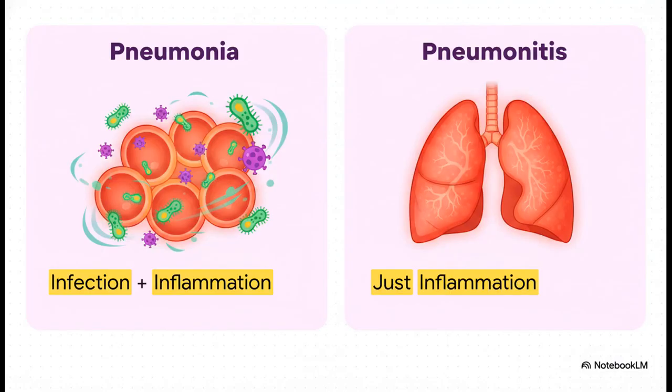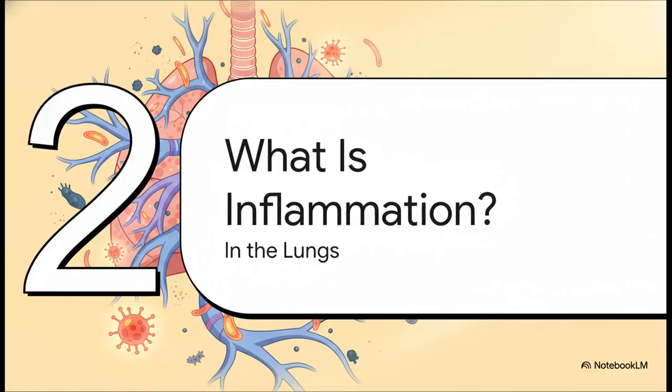Okay, here it is. This is the whole ball game right here. Think of pneumonitis as the big umbrella term. It just means inflammation in the lung. That's it. Now, pneumonia is just one specific type of pneumonitis. It's the kind where the inflammation is caused by an infection. So yeah, all pneumonia is technically pneumonitis. But not all pneumonitis is pneumonia. Simple as that.